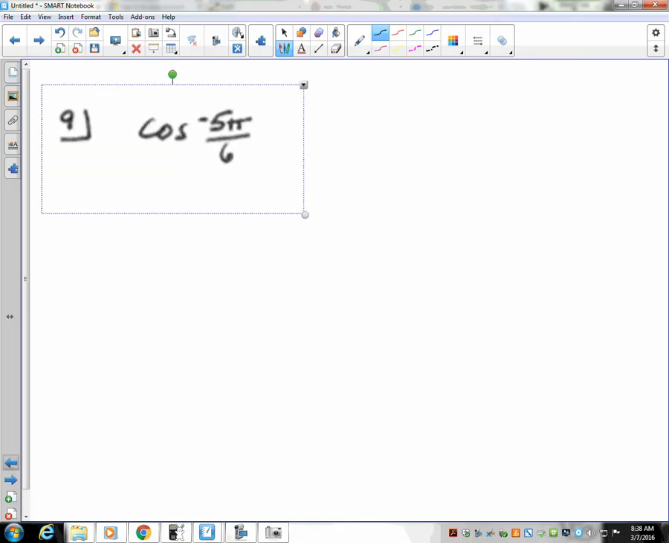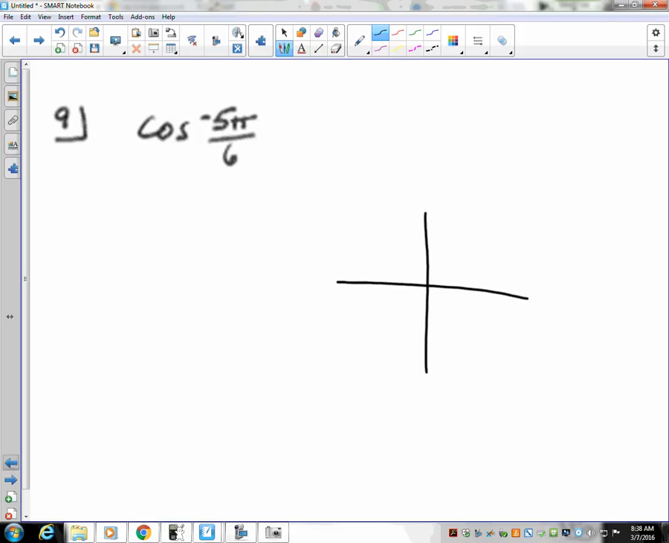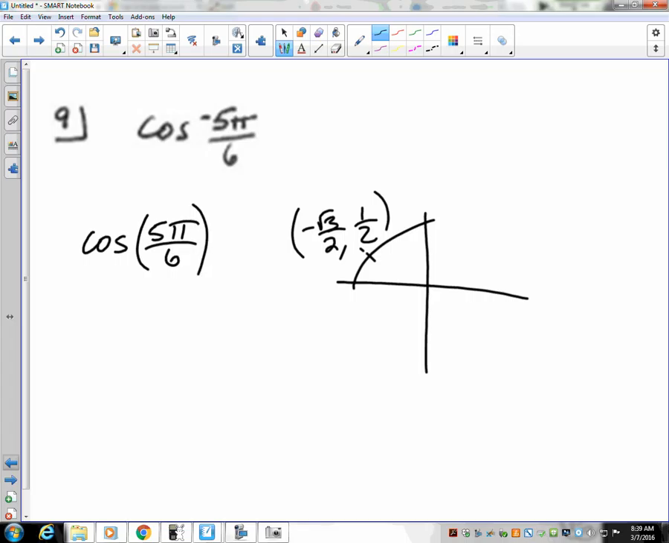Now number 9, we'll find the cosine of negative 5 pi over 6. So we got 5 pi over 6 is about right there. And then our ordered pairs are negative square root of 3 over 2 and 1/2. Now with cosine here, since cosine is even, we can just totally disregard the negative here. So this is just the cosine of 5 pi over 6. The cosine is the x-coordinate here, so that's just going to be negative square root of 3 over 2.